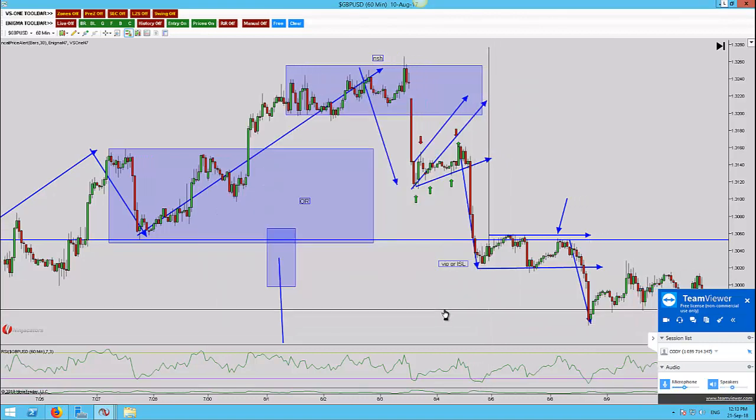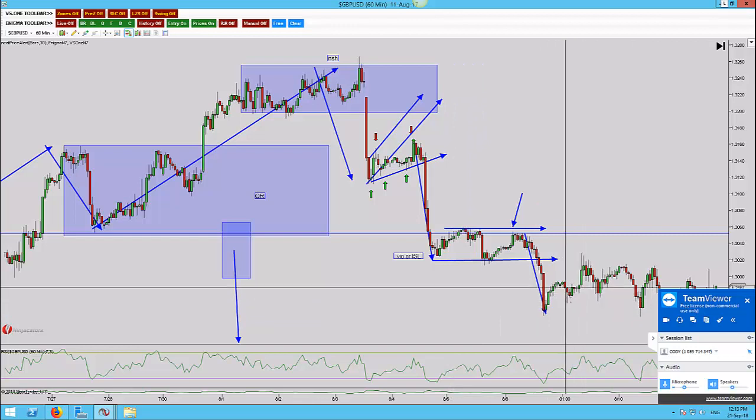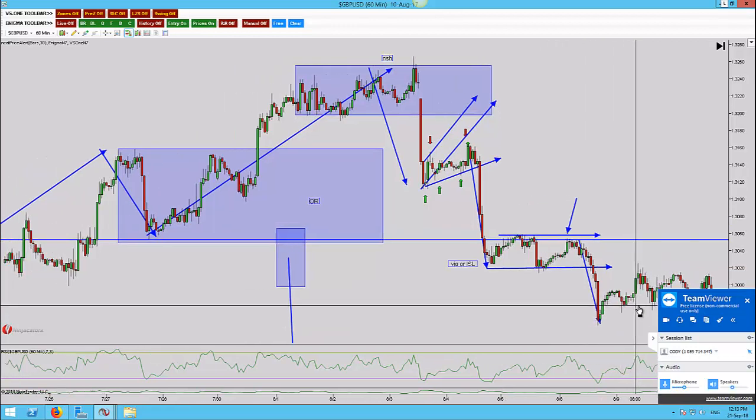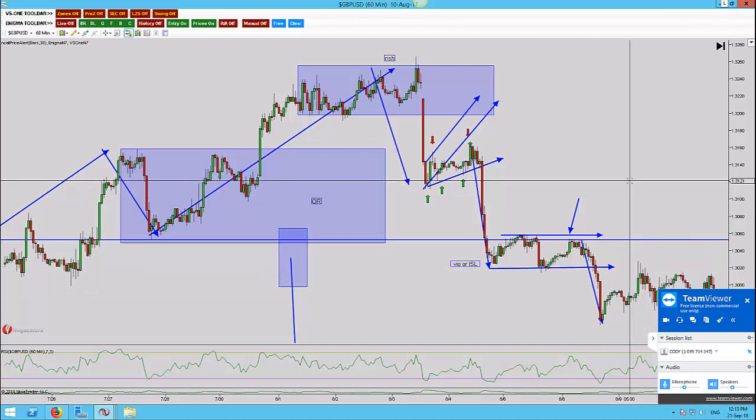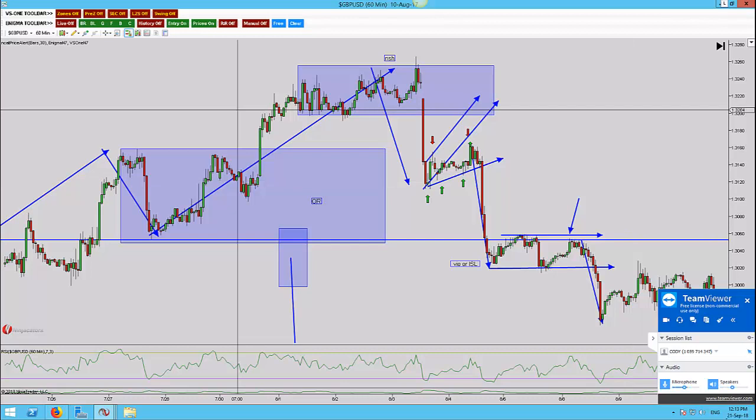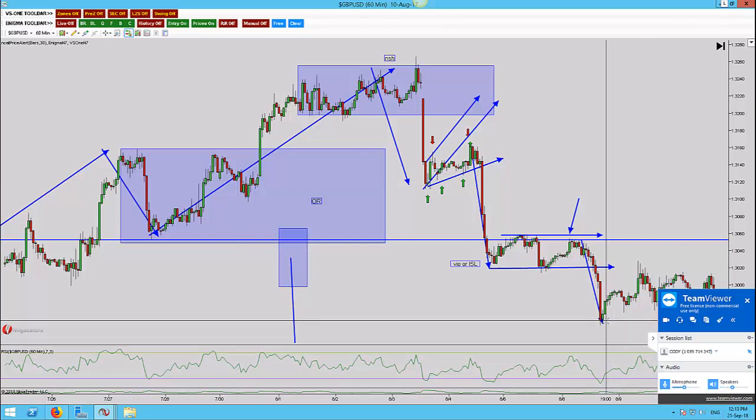Now if we start to look right, in fact I'm just going to leave that there, what then starts to happen here with price? Do you notice any type of pattern in there? Yep, putting in another flag pattern, that's right.